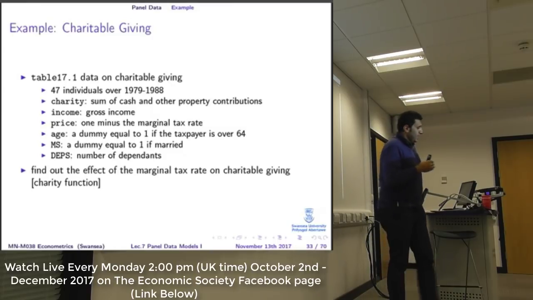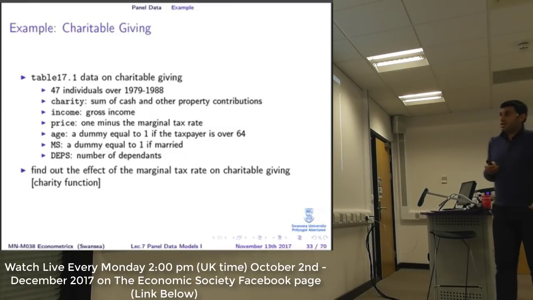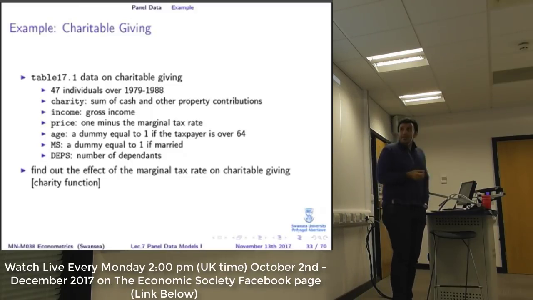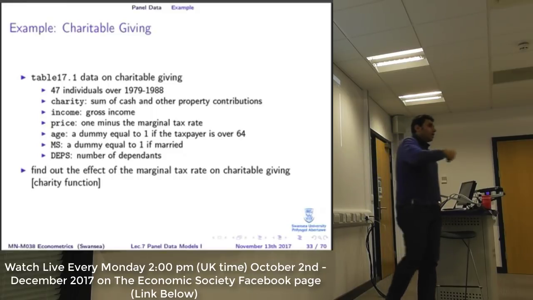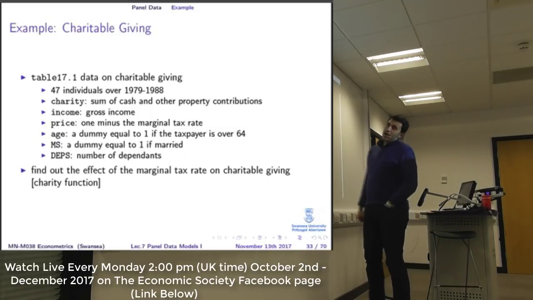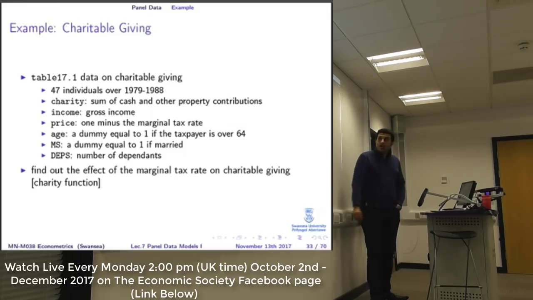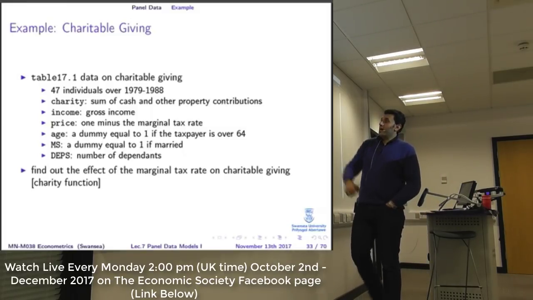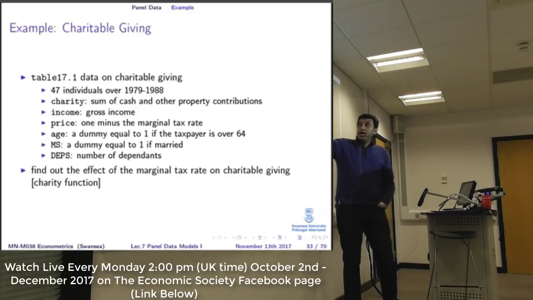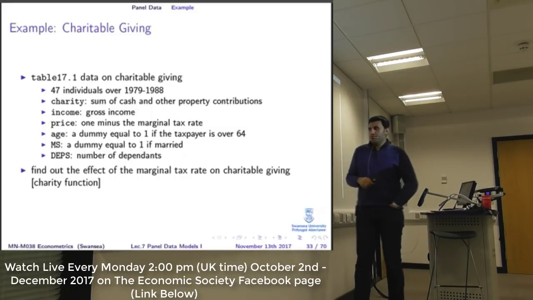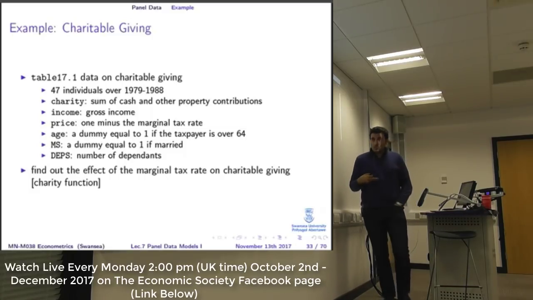The example we have here, again, the data are on Blackboard, in table 17.1. This example was trying to model charitable giving, and what the determinants are that make individuals pay more for charity. We collected data for 47 individuals over 1979 to 1988. The variables we have here: charity is the sum of cash and other property contributions toward charity, and income is the gross income of the individual. Price is 1 minus the marginal tax rate, so you could think of this as the opportunity cost of giving to charity.